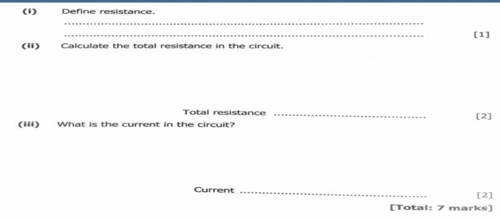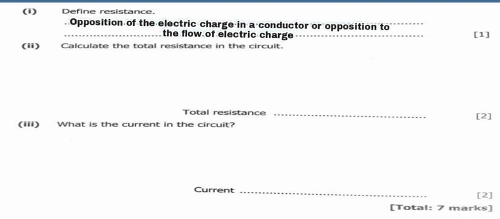When you talk of resistance, resistors act like friction force. If you talk of forces, they oppose the motion, like when you talk of friction, it opposes the motion. Now specifically, resistance is just the opposition of the electric charge in a conductor. So the resistors act like friction to the flow of charge.